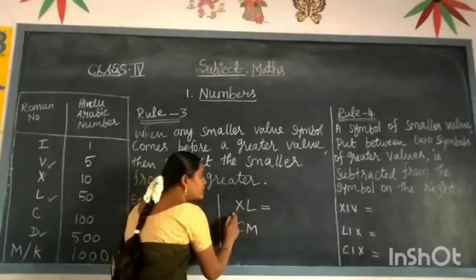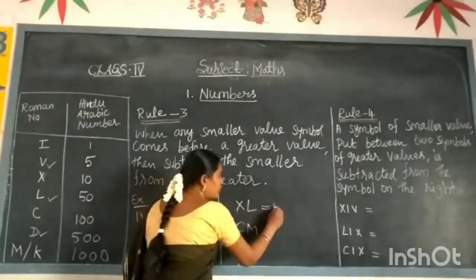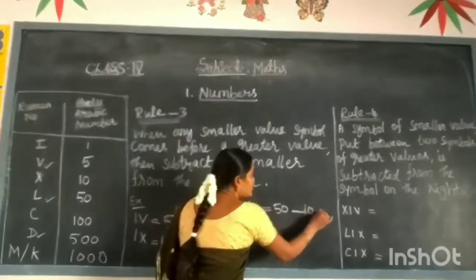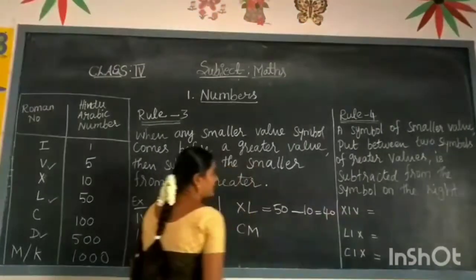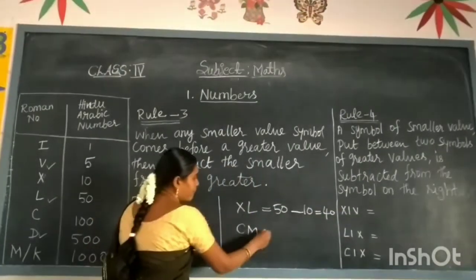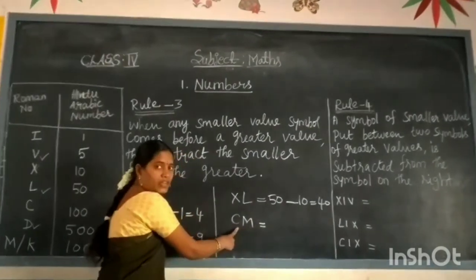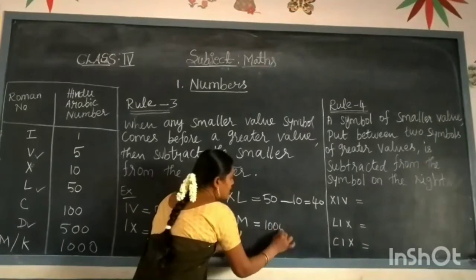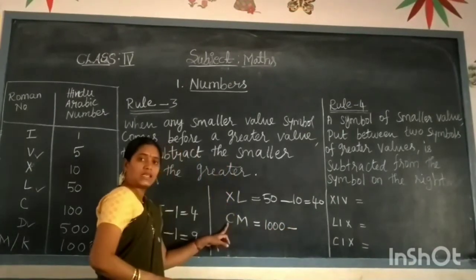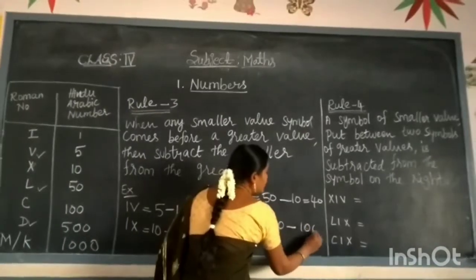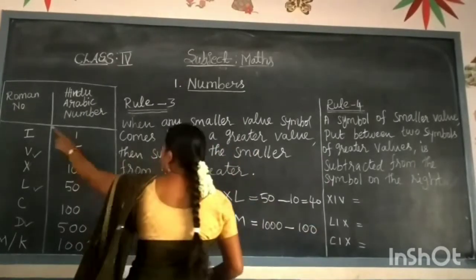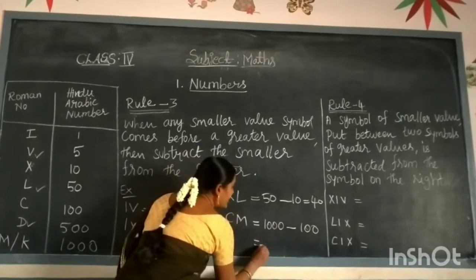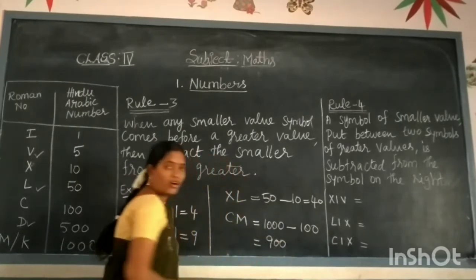Here, greater value is 50. L is equal to 50 minus X value is 10. So, 50 minus 10 is 40. Then, C, M. M value is greater value. No? So, what is the value of M? 1000. So, 1000 minus C value is 100. If you don't know, you just compare Hindu Arabic number and Roman number, okay? 1000 minus 100, 900. Got it, children?